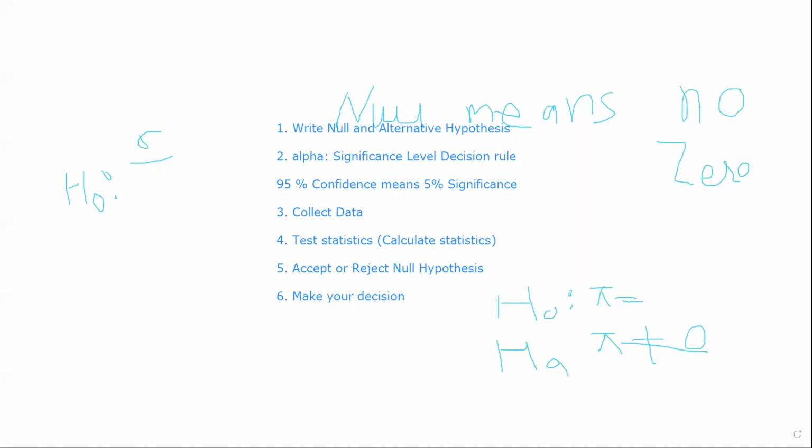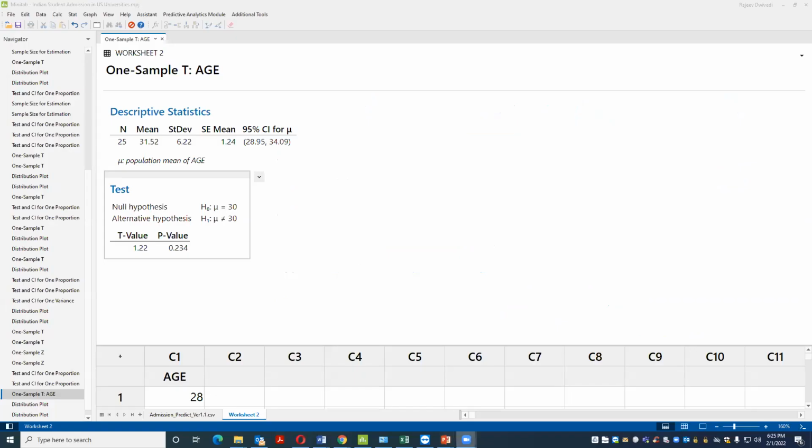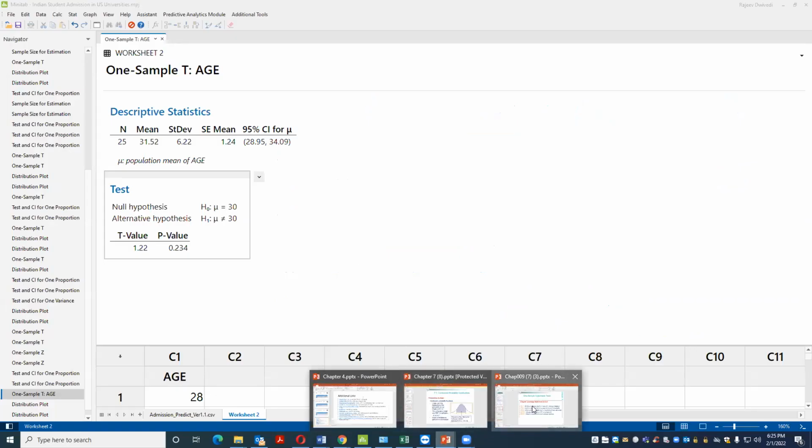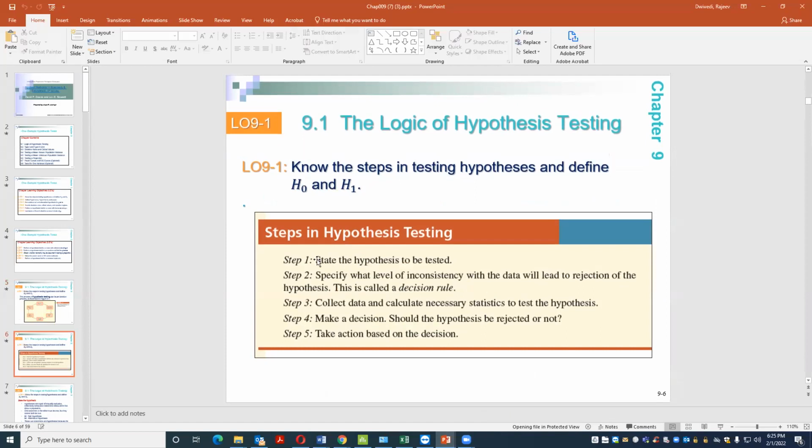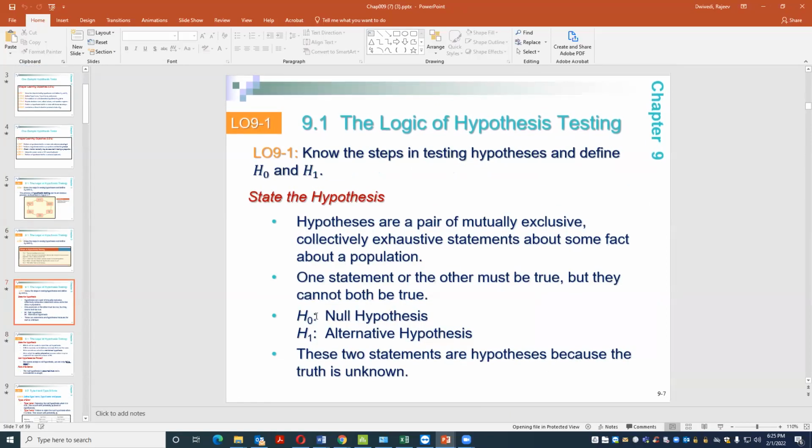Now I'm going to the slide part. I hope you can see my slides. If yes, get an idea, formulate hypothesis, gather data, find test statistics, make decision, revise. So basically, different authors have different steps, but this is typical hypothesis testing. I already explained null hypothesis and alternative hypothesis.